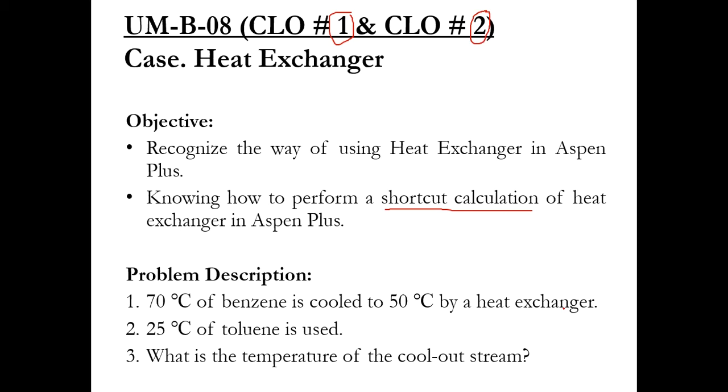A hot stream is that stream which loses heat during this heat exchange process, and cold stream is that stream which gains heat during this process. So in this case, benzene is a hot stream and toluene at 25 degrees centigrade is used during this process. So toluene is a cold stream, and we have to determine the temperature of the cold outlet stream.